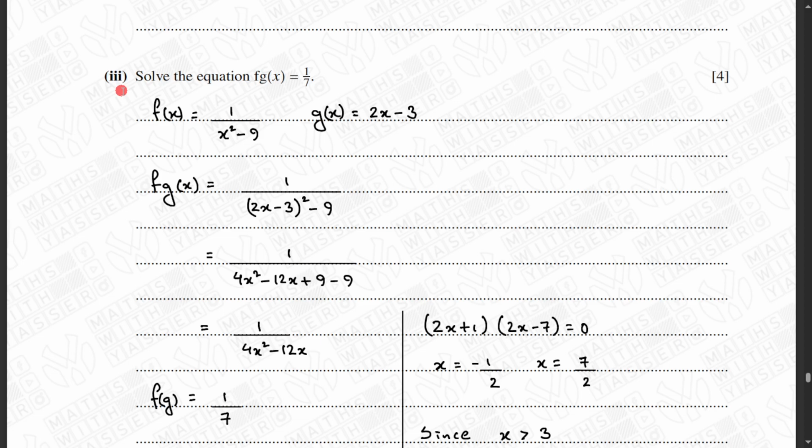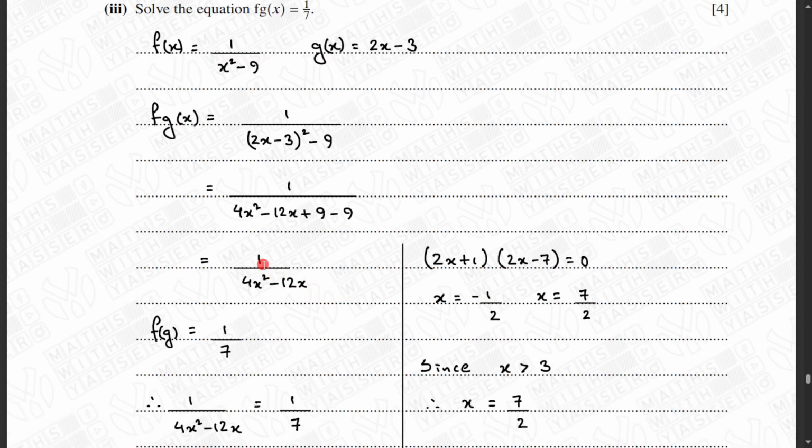For part 3, it says solve the equation fg of x equals 1 over 7. So f of x is 1 over x square minus 9 and g of x is 2x minus 3. So fg of x must be 1 over (2x minus 3) whole square minus 9. Simplifying it, we get 1 over 4x square minus 12x plus 9 minus 9. And that gives us 1 over 4x square minus 12x.